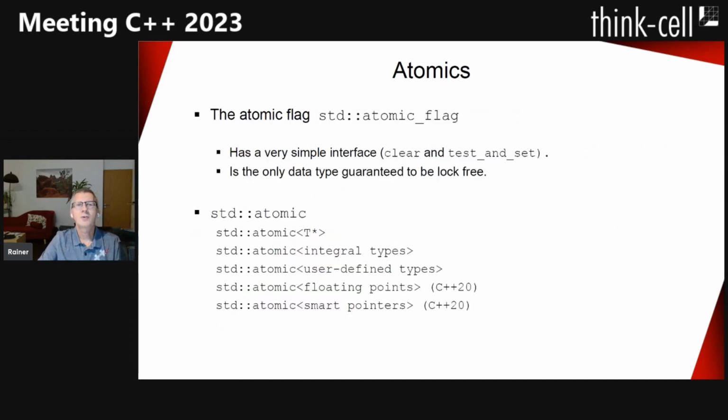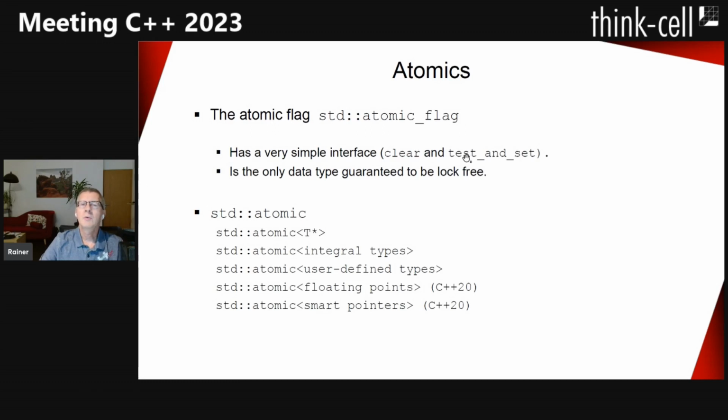So what kind of atomics do we have? Since C++11, we have atomic flag. It's an extremely simple data type. It only supports two operations, clear and test and set. Clear puts it in a kind of false state. Test and set puts it in a kind of true state. And when you call test and set on atomic flag, it returns the old value in this same atomic operation.